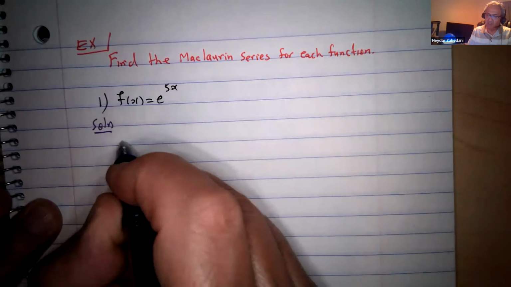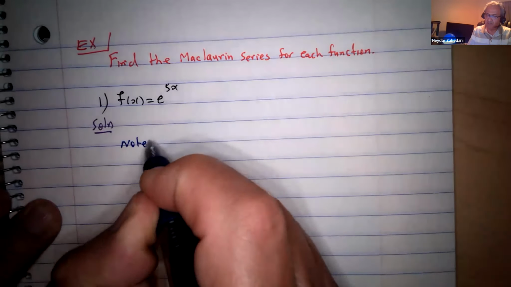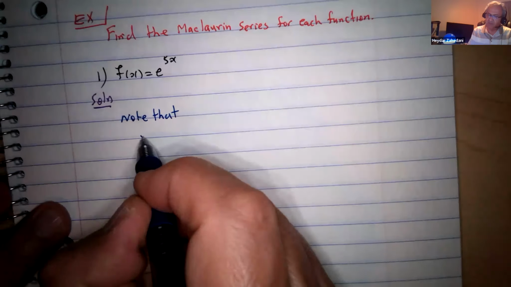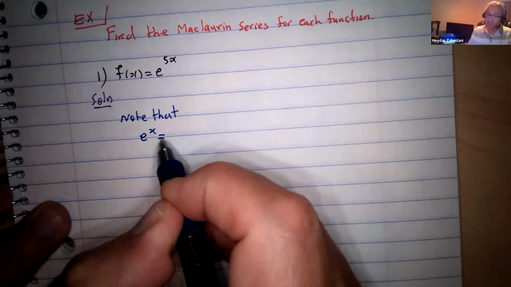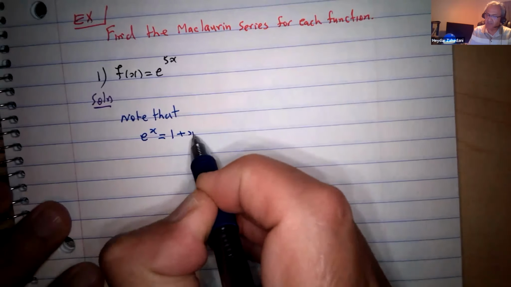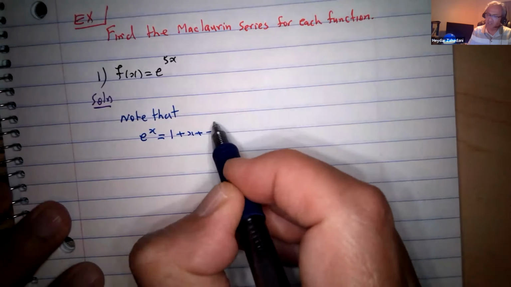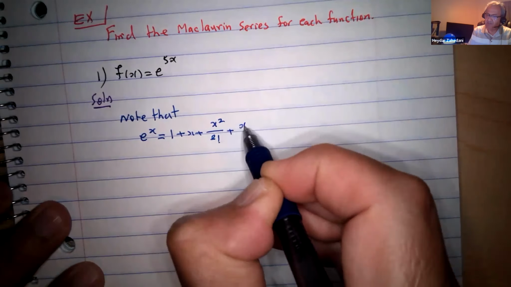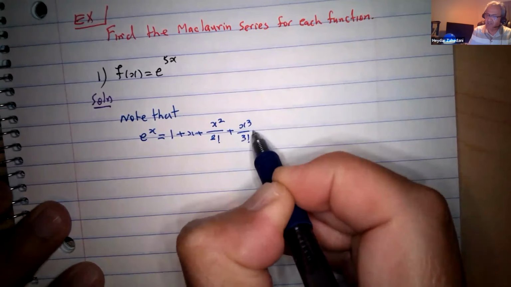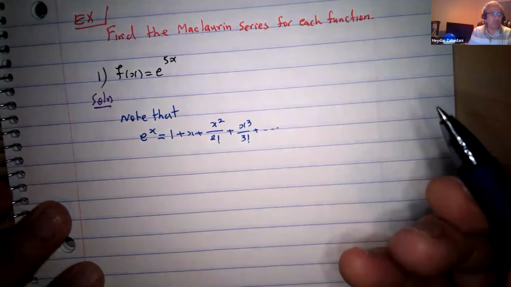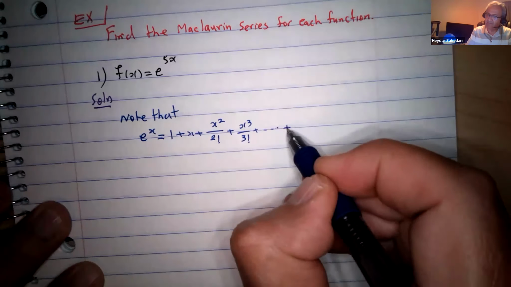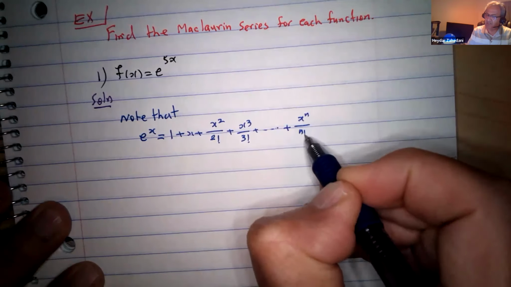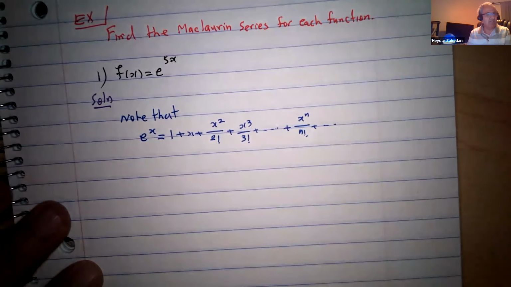So you say, note what I know. What I know is e to the x. I know that e to the x is 1 plus x plus x squared over 2 factorial, x to the third over 3 factorial, and the general term you can write down in sigma form if you like. The general term is going to be x to the n over n factorial. That is e to the x.